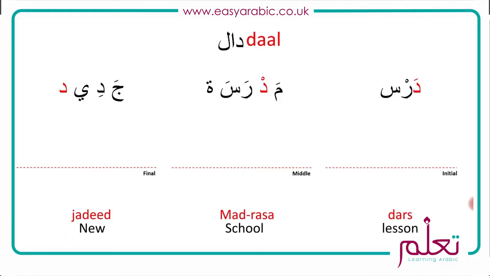Next we have the letter Dal. So the first word is Dars. So the Dal. Then we have the Ra. And the Ra doesn't join to the Dal because the Dal is a naughty letter. And then the Sin. That's Dars.